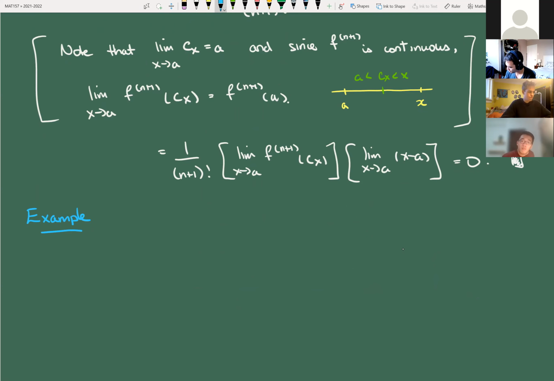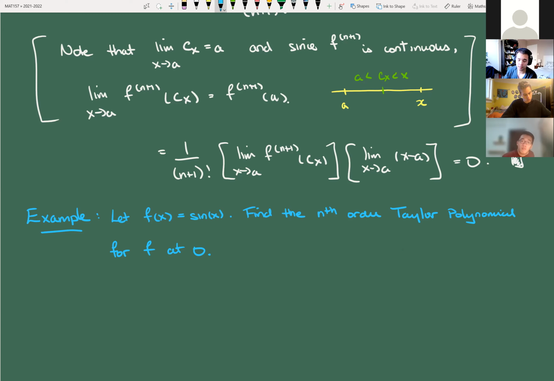Okay, so example, let's say find the Taylor polynomial for sine x. So let f of x be the function sine x, right? Let's say find the nth order Taylor polynomial. So we're going to do it for general n. Find the nth order Taylor polynomial for f at 0. Okay, and we're going to do it at 0.